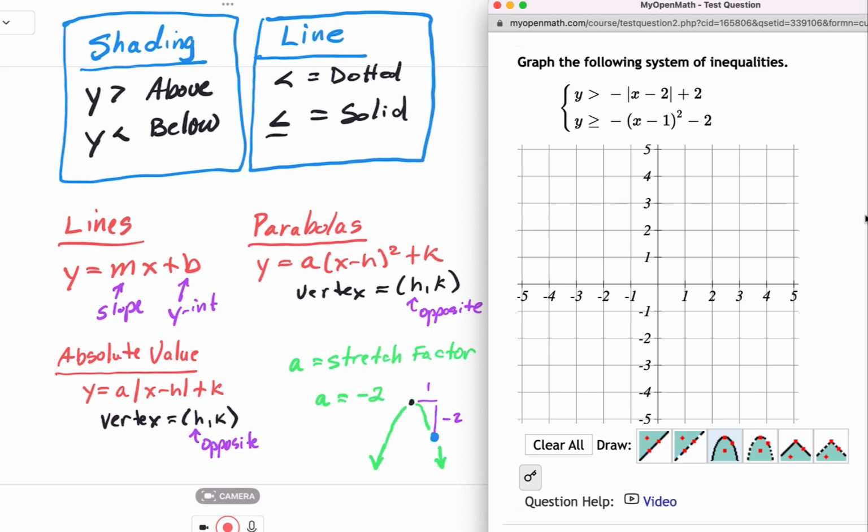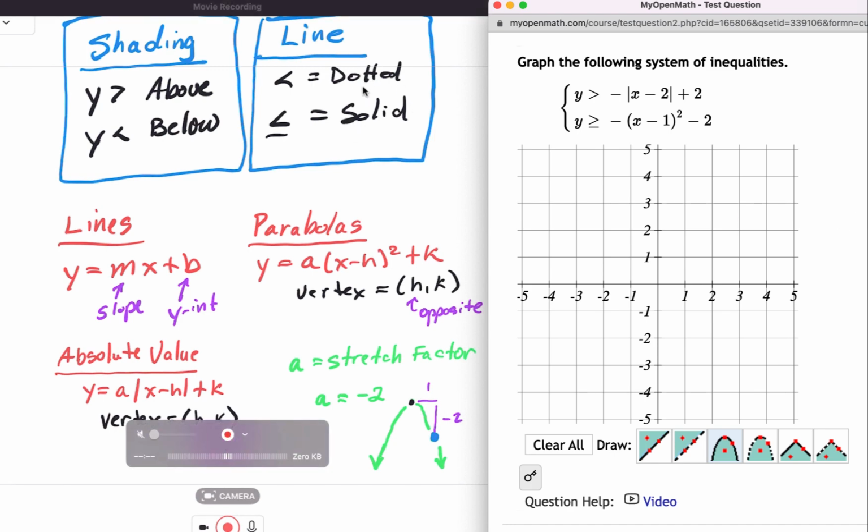Okay, this video is going to walk you through the process of how to make graphs for parent graph inequalities. The first thing you need to consider when making graphs is what kind of line you are going to draw. Is it going to be solid or dotted? If you see an equal sign, that means the graph is part of the answer and we're going to make it solid. If there's no equal sign with the graph, then you're going to make it dotted to show that the graph itself is not part of the solution.